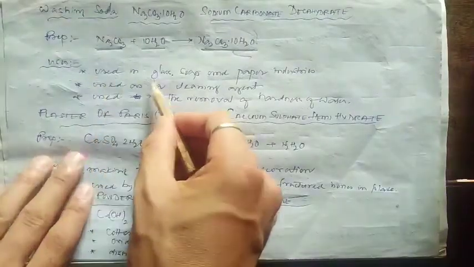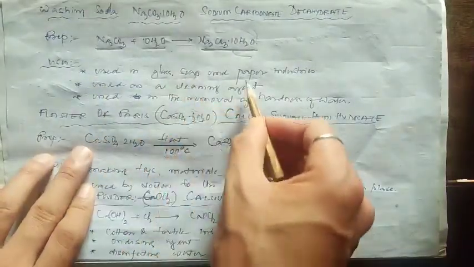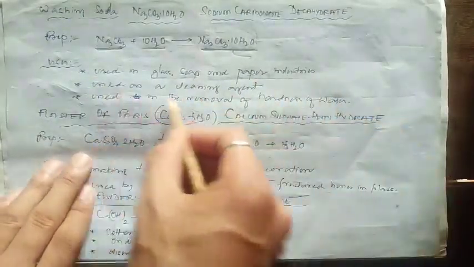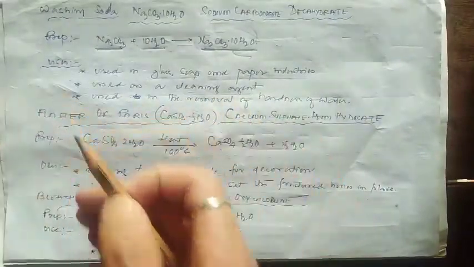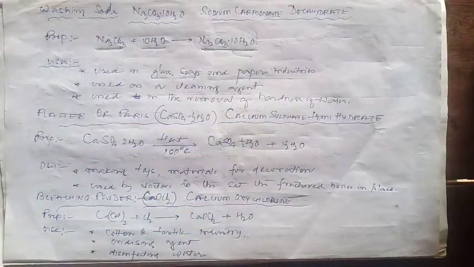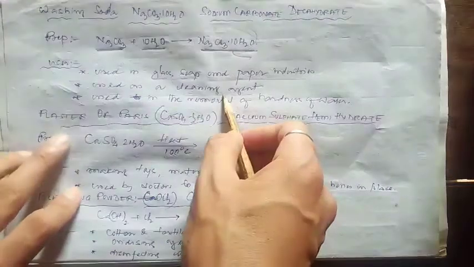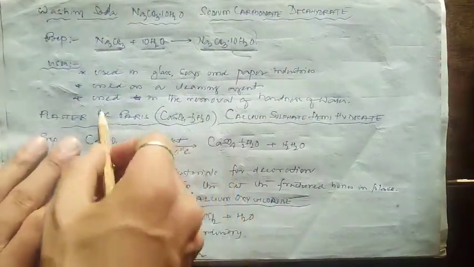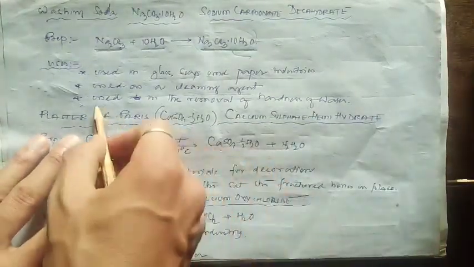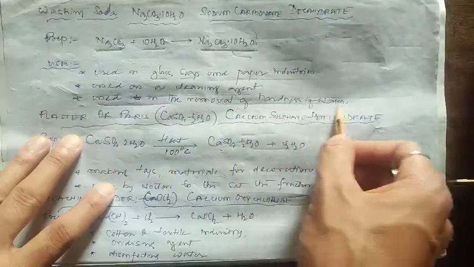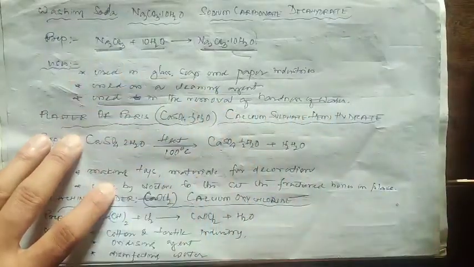What are the uses of this compound? It's used in glass industries, soap making industries, paper industries, and also used as a cleaning agent. This compound has a special ability of cleaning. So that's why it is used as a cleaning agent. As the name itself says, washing soda, it's a part of detergent powder because of its cleaning ability. It is also used in the removal of hardness of water. This compound is also used to remove the hardness of water.